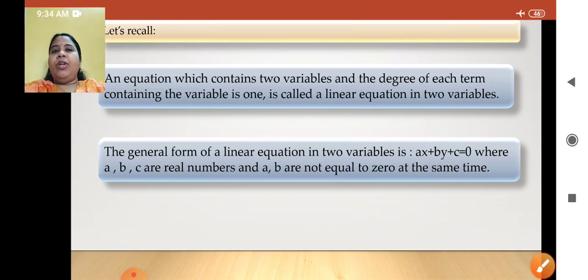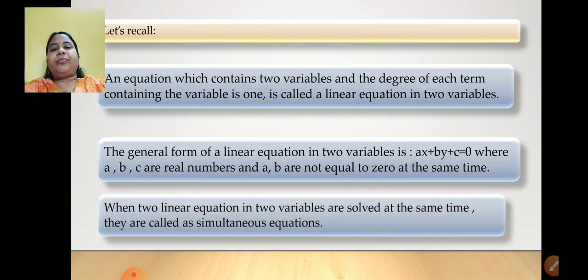So it is very important that you write. See, such type of questions can be asked as 1 mark to write the general form of linear equation in two variables. So I will write, it is ax plus by plus c is equal to 0, where a, b, c are real numbers and a and b are not equal to 0 at the same time. Okay, now this is important part.